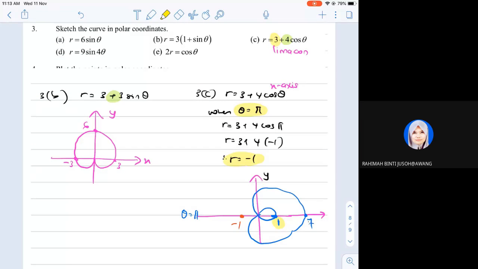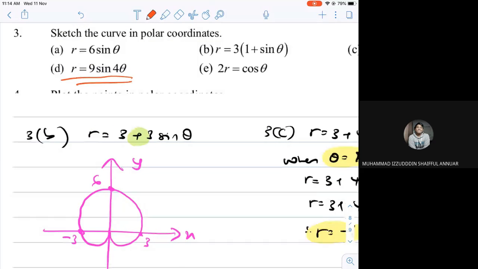Now, this question. Saya tak explain tadi. Okay, this question is for the case of roses. You look at what's the difference between question A and D? Sin cos. No, question A and D ni. What's the difference between? Yes, question D, we have a coefficient for theta. We have 4 here. So in this case, we will have roses.